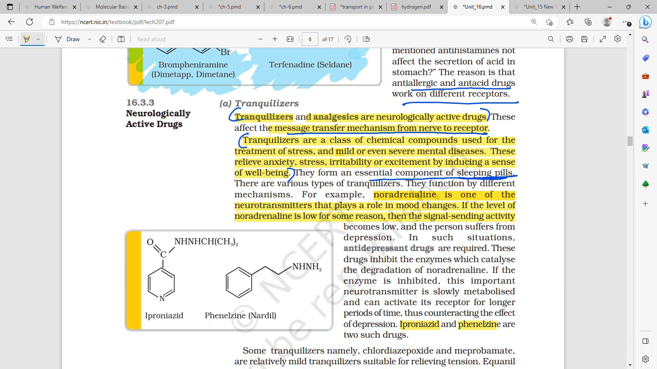So basically, in people in whom noradrenaline is low for some reason, it can be genetic or due to chronic stress, the signal sending activity becomes low and the person suffers from depression because it can't send signals so well. In such situations, antidepressants are required.